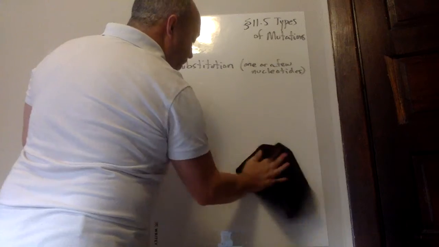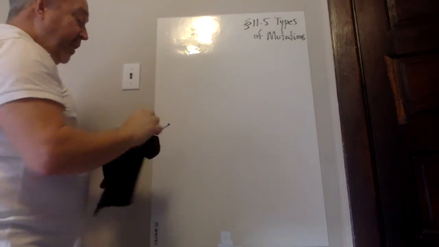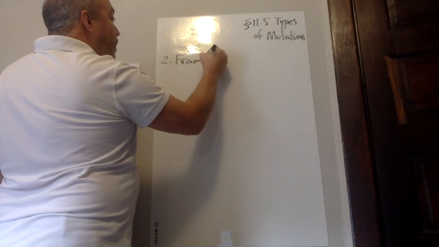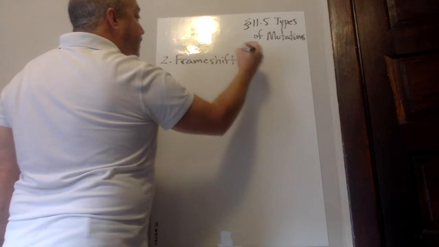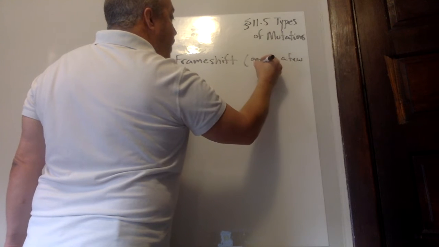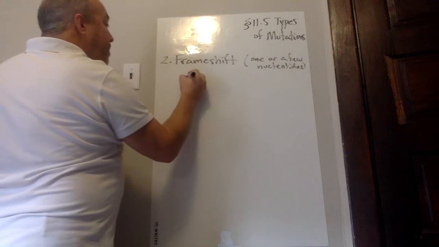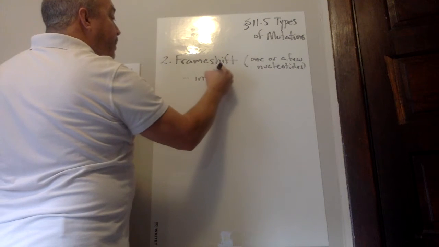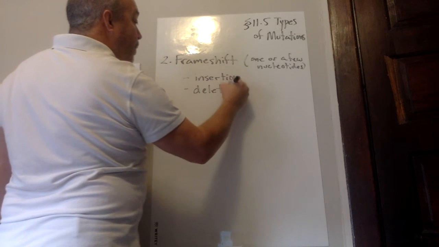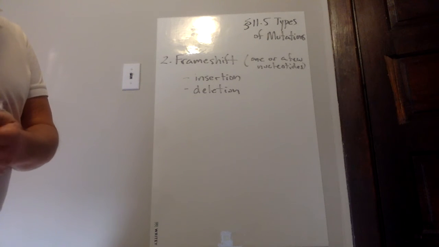They can be silent or non-silent. The second type is called a frame shift. Once again, this is either one or a few nucleotides, and this can be either the insertion or the deletion of a nucleotide.